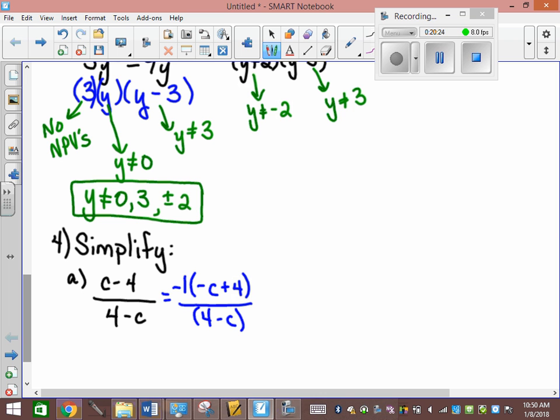What do I have to do before I cancel? I slap my hand and I say state NPVs, okay? So before you go to cross off, slap your hand and be like, no. Have I stated NPVs? No, I have not. So I must state them.